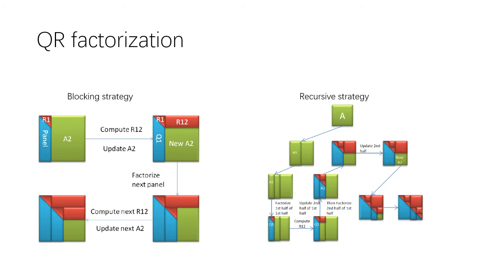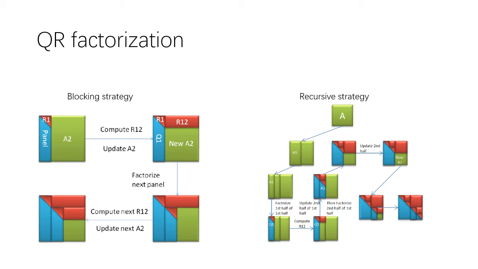To make the QR factorization run fast on modern architectures, blocking technology is introduced. There are two types of blocking strategy. The first one is a conventional blocking algorithm. See the figure on the left. We first perform the QR factorization on the panel and get Q1 and R1. Then we use Q1 and R1 to update A2 and compute R12. Repeat these steps until the last panel is factorized.